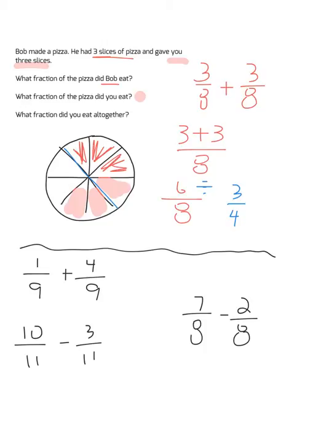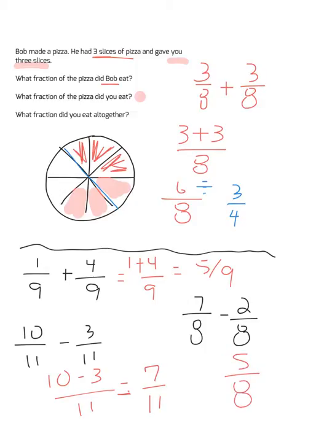So let's take a look at these 3 practice problems down here. We have 1/9 plus 4/9. Remember, we are keeping the denominator the same and just adding the numerators, and you get 5/9. Subtracting, same thing. You're subtracting the numerators. 10 minus 3 is 7, and you're keeping that denominator. 7/8 minus 2/8 will give you 5/8.